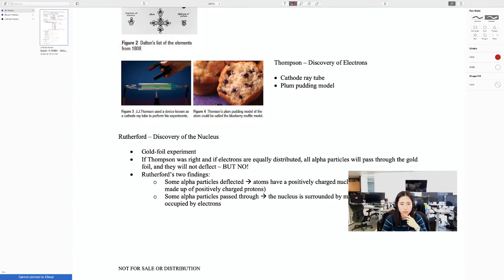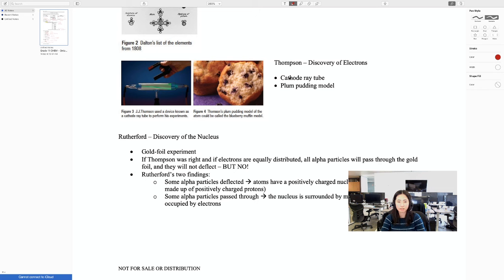Okay, so moving on to Thomson. So this is J.J. Thomson. Fun fact, he's actually British, and that's why people proposed his model to be the plum pudding, because it's actually an English dessert. So he actually did 1 experiment, and then based on that, he modeled that into a plum pudding.